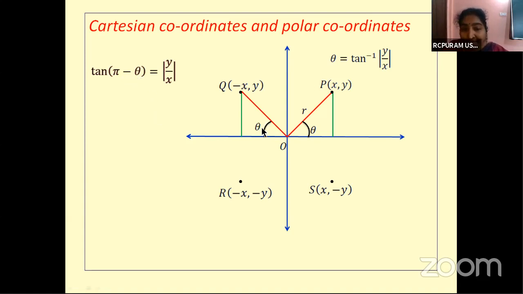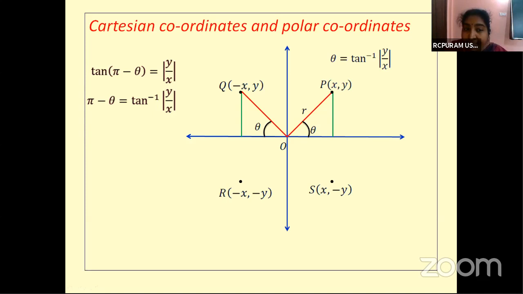Pi minus theta, and if I take the same tan theta here, tan theta is again opposite by adjacent, which is nothing but the same distance I'm taking. So this is y and this part is x. So tan of pi minus theta is modulus of y by x. So pi minus theta is nothing but tan inverse y by x. This tan of something is giving you pi minus theta is equal to tan inverse y by x.